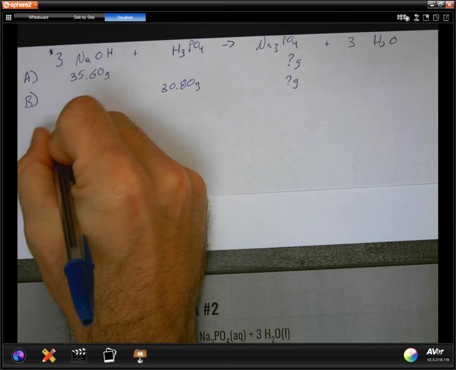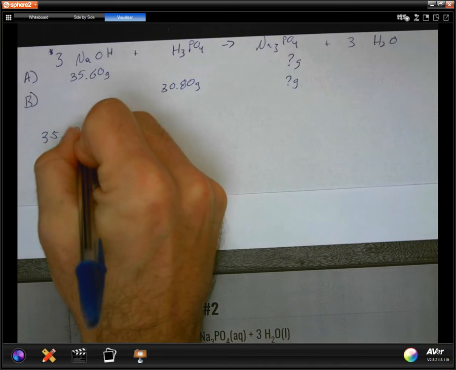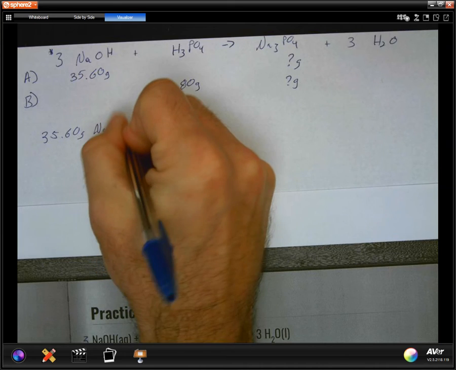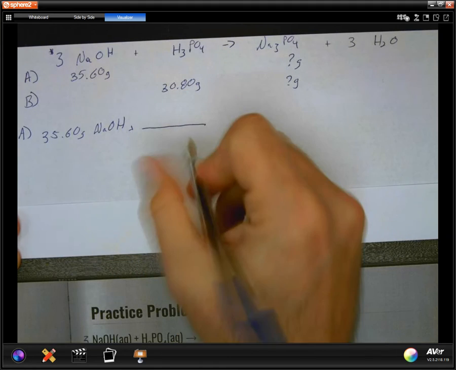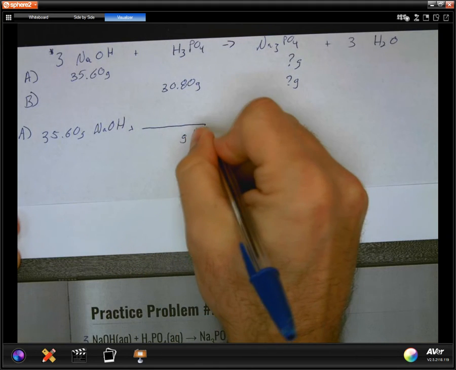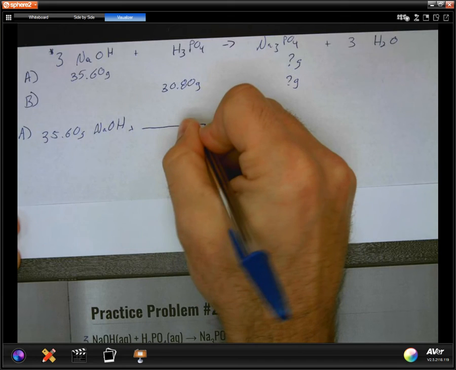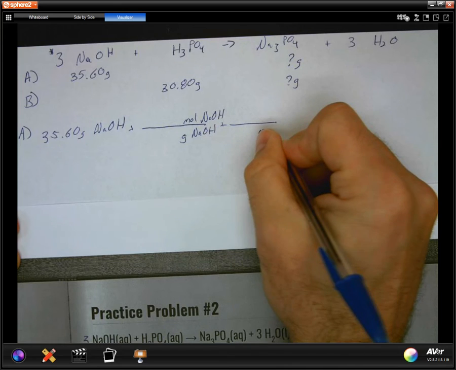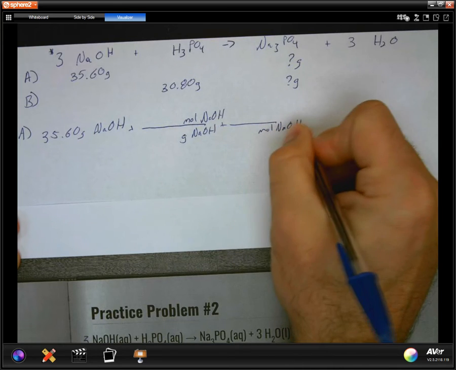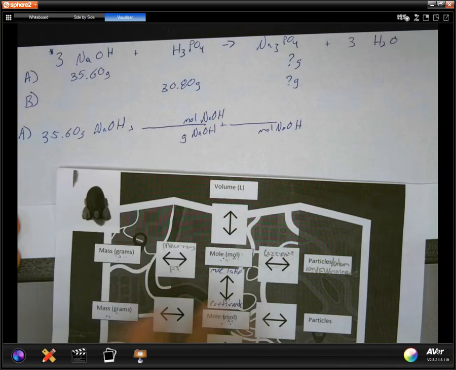35.60 grams of sodium hydroxide. Let me go ahead and label this as scenario A for you. Okay, we're going to follow our units. Moles of NaOH. Now I'm going to follow my units again. Moles of NaOH.